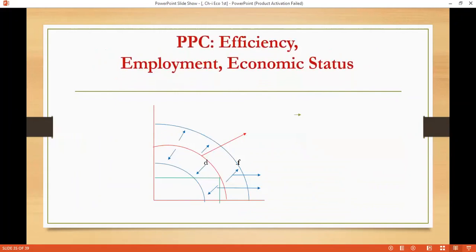Now let us see how PPC shows efficient allocation of resources, the employment state of an economy, that is full employment and unemployment, and economic status, that is recession and boom or economic prosperity. How does PPC illustrate that? Now we will explain that.